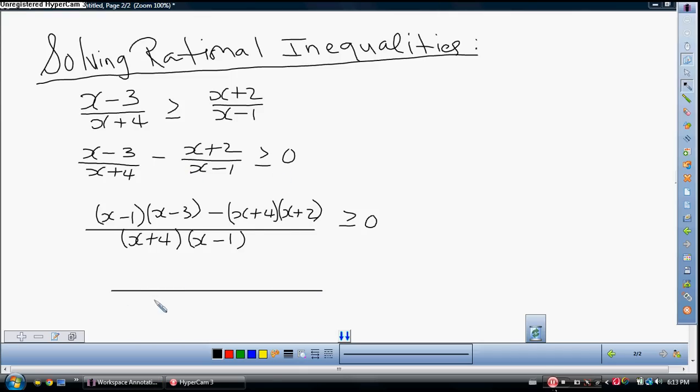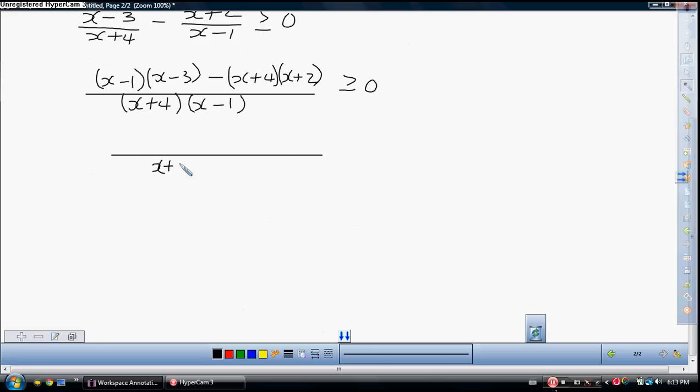So I rewrite my LCD, (x plus 4) times (x minus 1), and I'm going to FOIL this. That gives me x squared minus 4x plus 3. I'm going to put this in a bracket, minus, and I'm going to FOIL these two brackets here, and that gives me x squared plus 6x plus 8, and that's greater than or equal to 0.